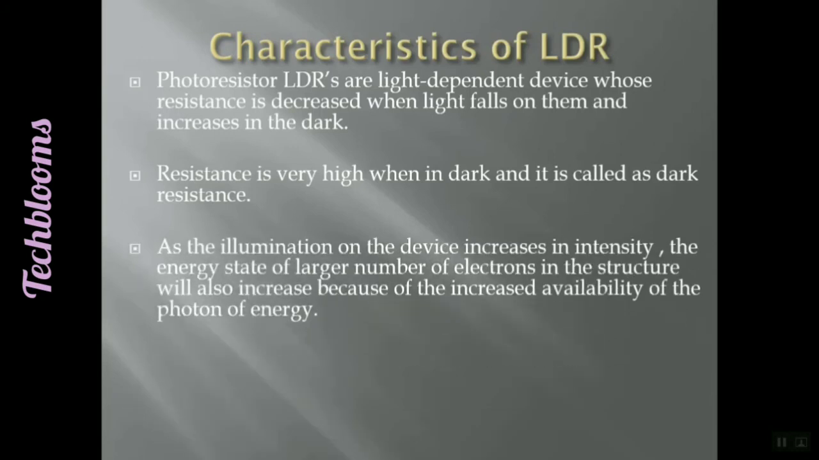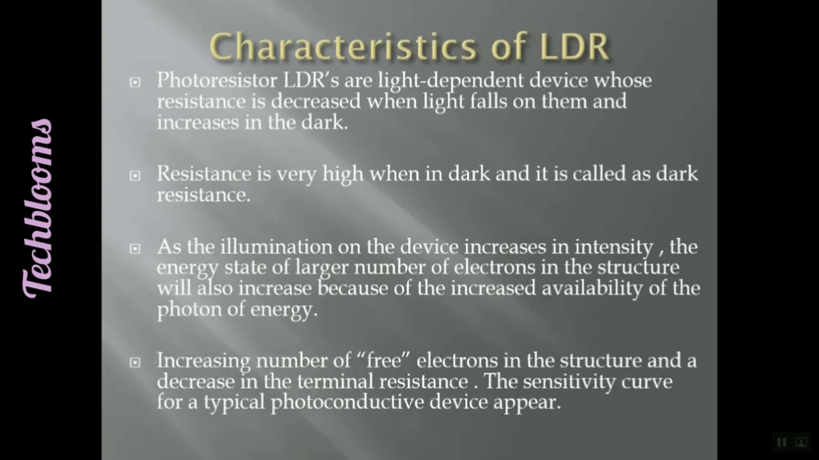Now what happens when light falls on it? As the illumination of the device increases in intensity, the energy state of a larger number of electrons in the structure also increases because of this intensity. Because of this increased availability of photon energy which the electrons receive, there is an increasing number of free electrons in the structure. So the more free electrons in the structure, the lower the terminal resistance. That's how the resistance decreases when there is an increase in the illumination, that is light.